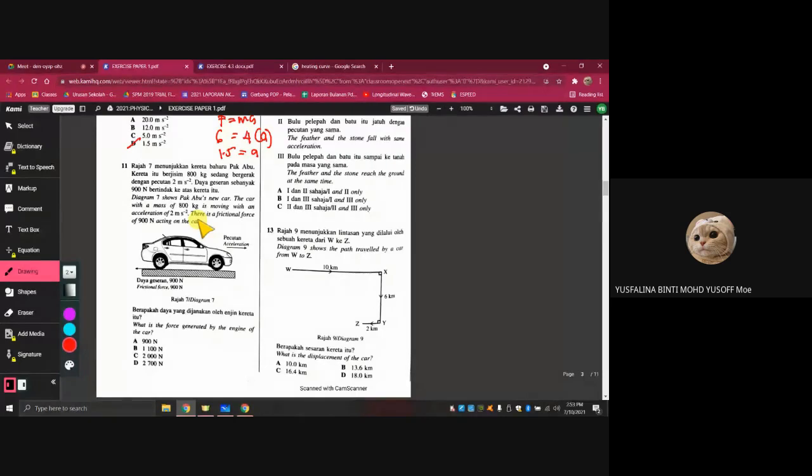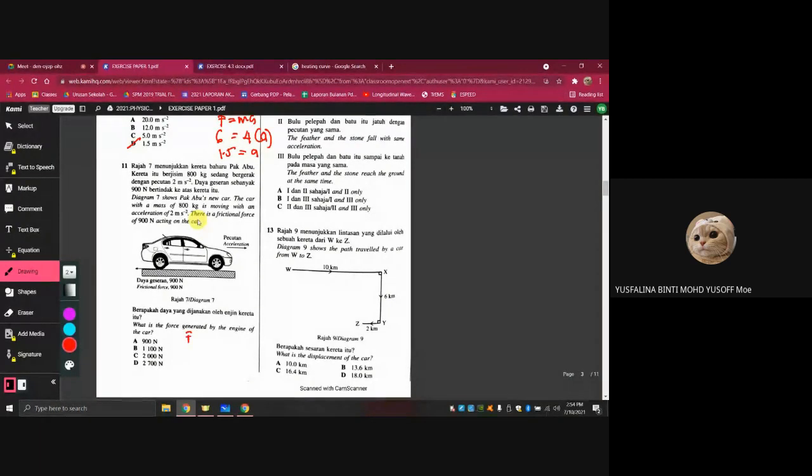So this is the new car, Pak Abu's new car. The car with a mass of 800 kg is moving with an acceleration of 2. There is a frictional force of 900 Newton acting on the car. So what is the force generated by the engine of the car? The force generated means it's just like the force they used to push the box. It's the same concept, okay?